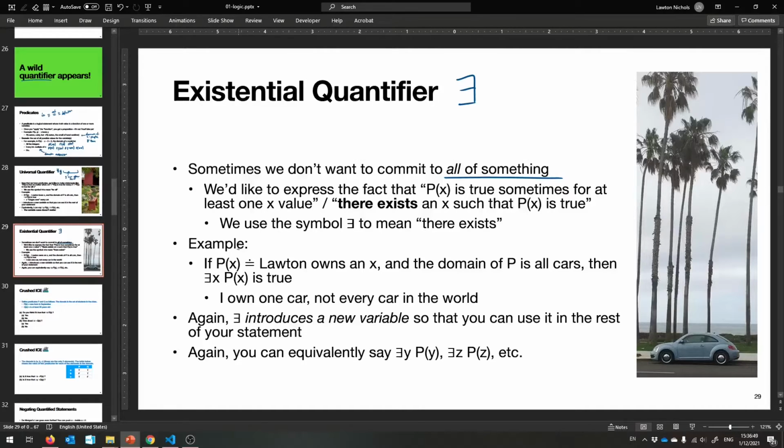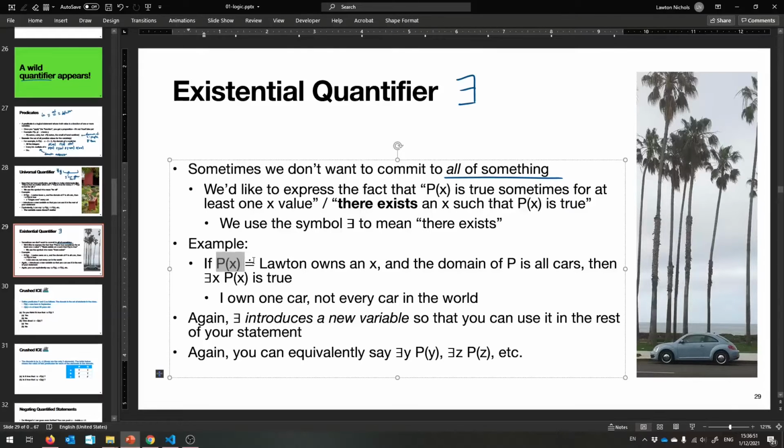Another similar example: if P of x is defined as Lawton owns an x, and the domain of P is all cars, then I don't own every car in the world, but I own one car. So there exists an x such that P of x is true. This entire statement is one big statement in logic, and you can translate it to English as there is a car that Lawton owns. Lawton owns at least one car. There exists an x, one of the cars in the world, call it x. It happens to be mine.